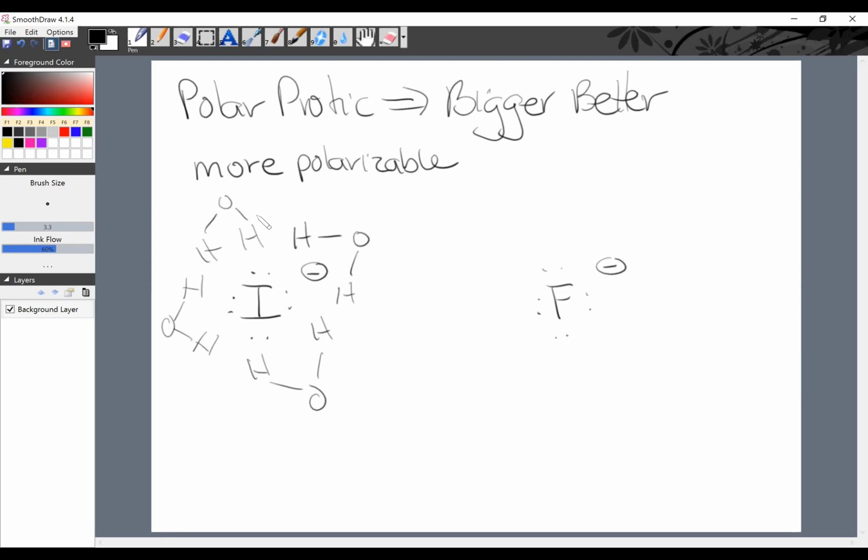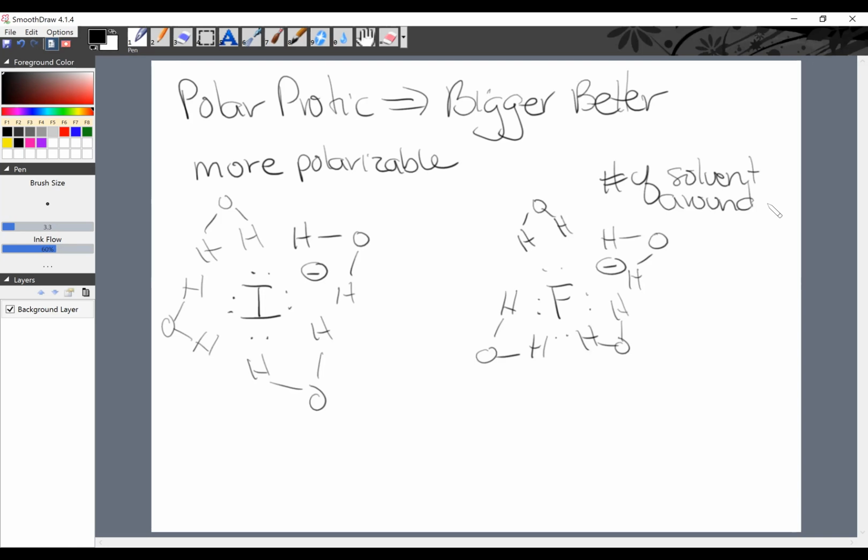Something to that effect. Now, if you'll notice, I could get 1, 2, 3, 4 around that. Well, around this one, because it is smaller, you usually can't get as many around it. Now, I drew my iodine and my fluorine about the same size, but it's the number of solvent molecules around it.